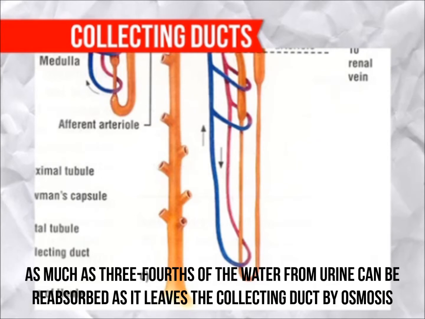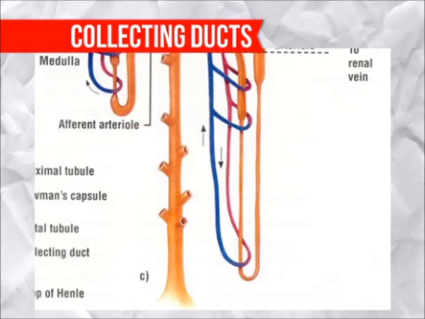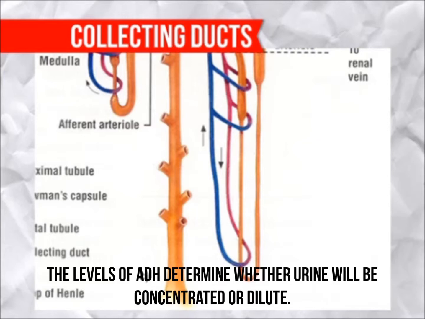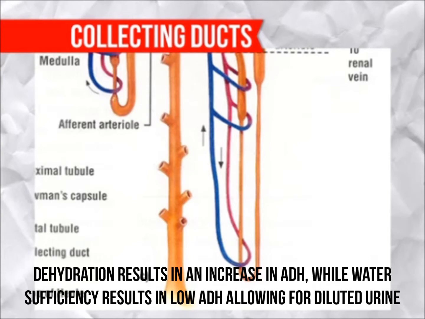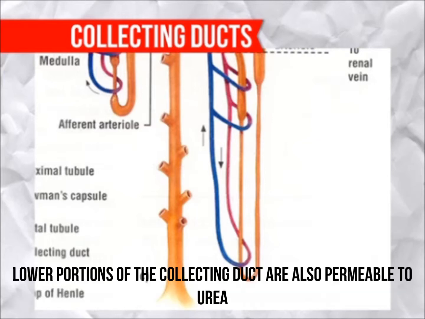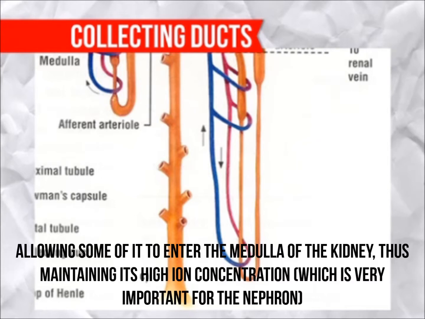As much as 3/4 of the water from urine can be reabsorbed as it leaves the collecting duct by osmosis. The levels of ADH determine whether the urine will be concentrated or dilute. Dehydration results in an increase of ADH, while water sufficiency results in low ADH, allowing for diluted urine. Lower portions of the collecting duct are also permeable to urea, allowing some of it to enter the medulla of the kidney, thus maintaining its high ion concentration, which is very important for the nephron.